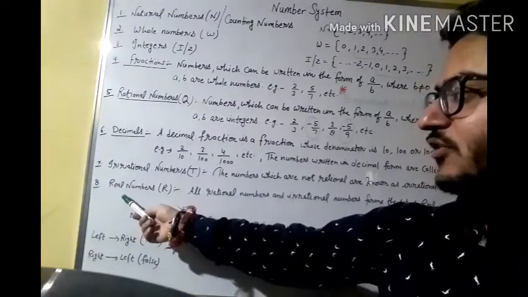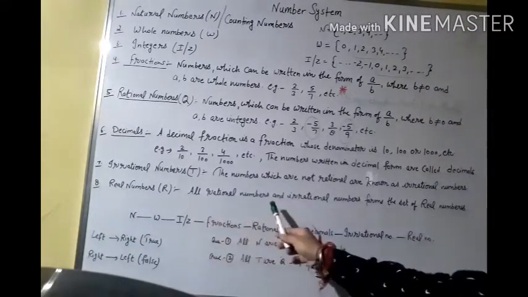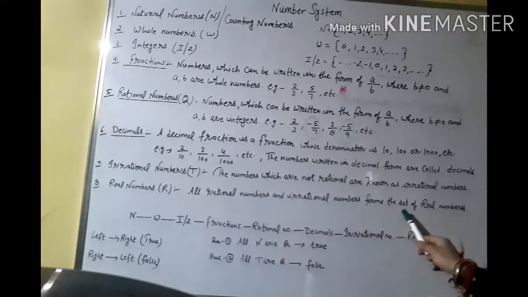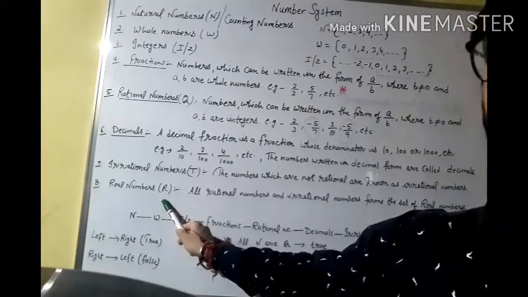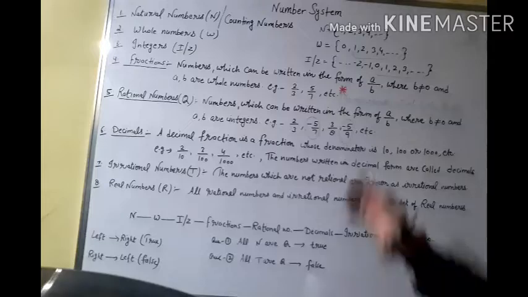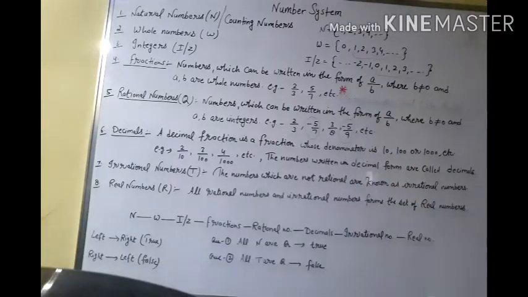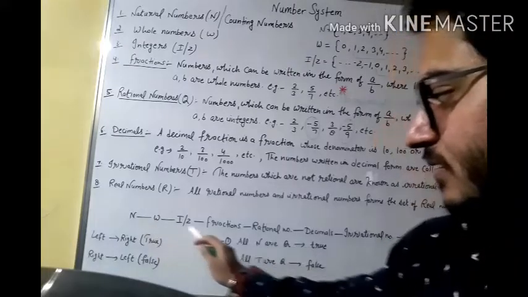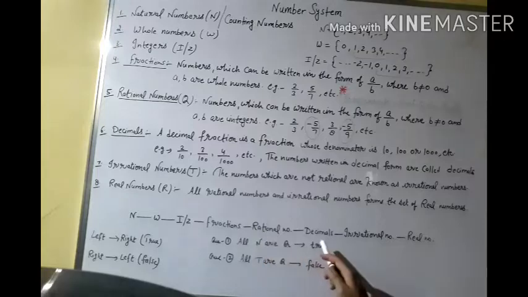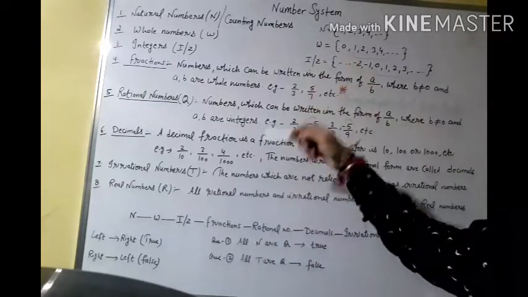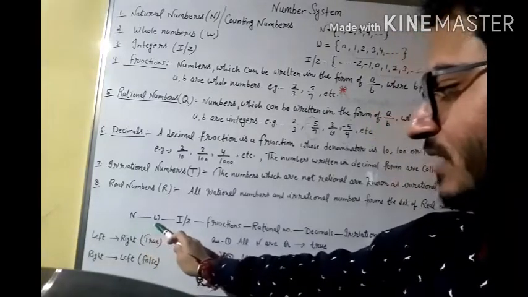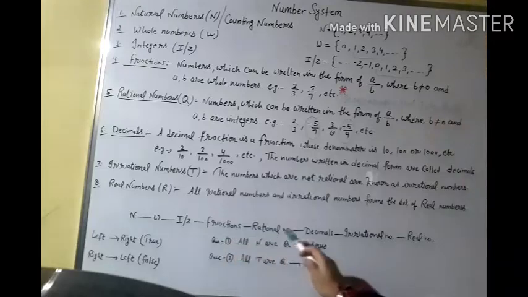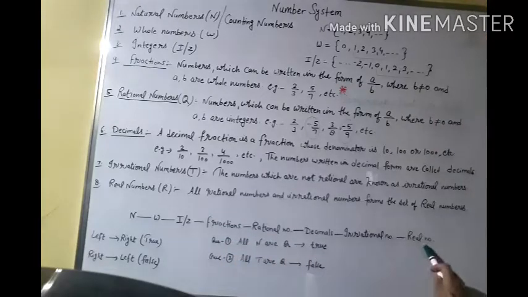Next definition is real numbers. All rational numbers and irrational numbers form the set of real numbers, and the set of real numbers is represented by capital R. Therefore we have completed all the components of the number system. Now with this diagram you can understand the number system and its properties in detail. First is natural numbers, then whole numbers, integers, fractions, rational numbers, decimals, irrational numbers and real numbers.